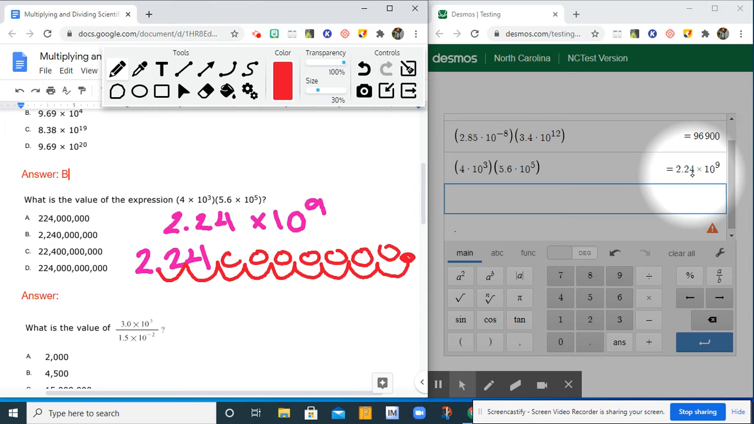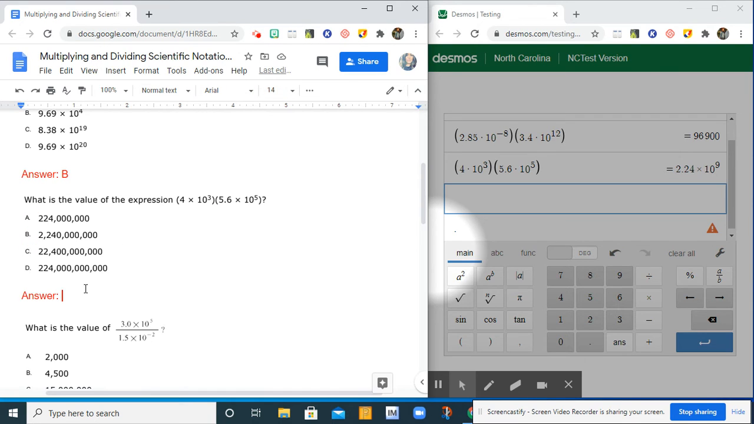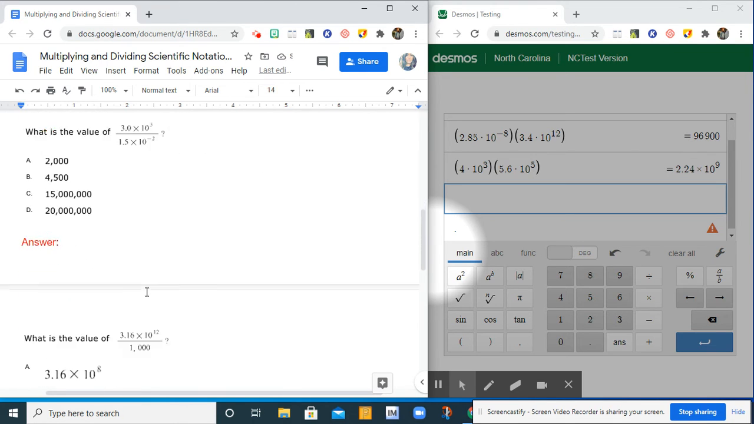There are 7 zeros in this case, so which one has 7 zeros? 1, 2, 3, 4, 5, 6. Nope. 1, 2, 3, 4, 5, 6, 7. We found it. B was my correct answer for this one as well. Okay, let's clear that off and type in B. Now we're ready to divide these numbers in scientific notation.